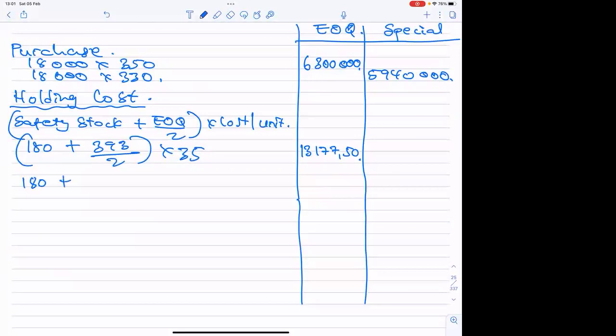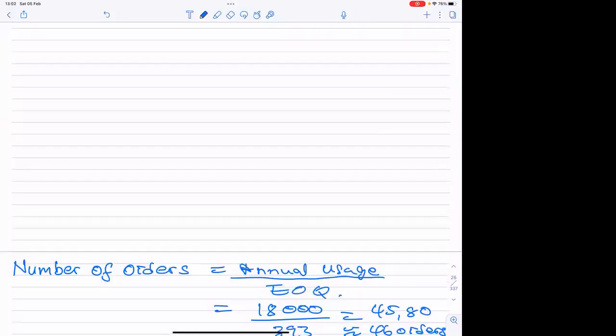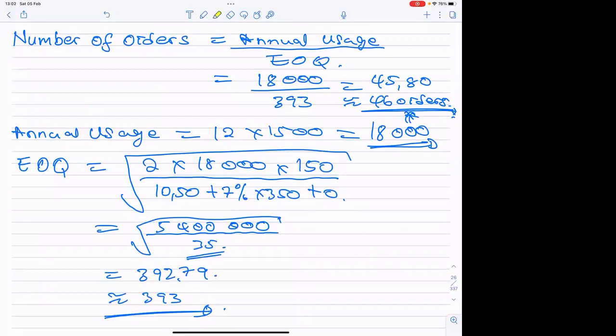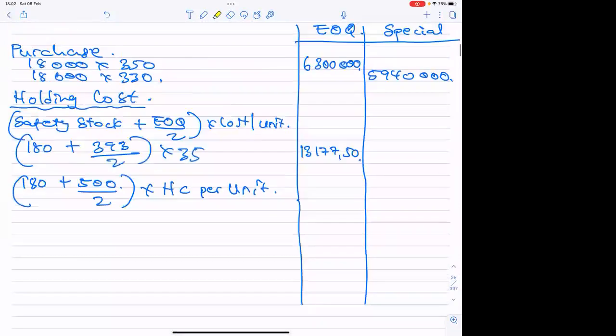Our economic order quantity has changed. It's now 500, divided by 2, multiplied by the holding cost per unit. Now, here, you need to be very careful at one point. Our holding cost is no longer going to be the same. Why? Because they said insurance is 7% of the inventory cost. Before, the inventory cost was 350. Now our inventory cost is how much there? It's 330.